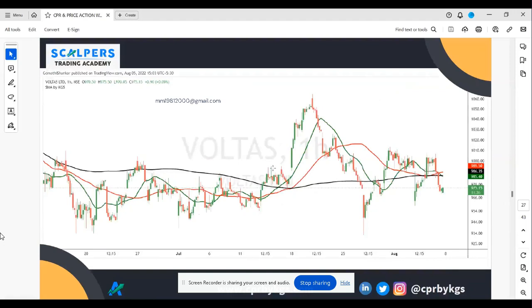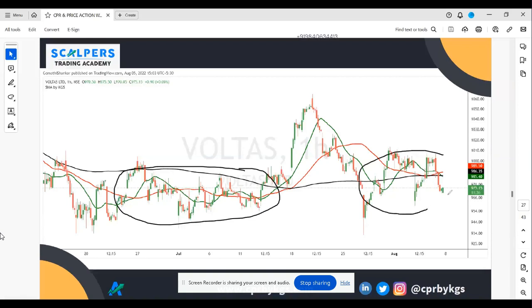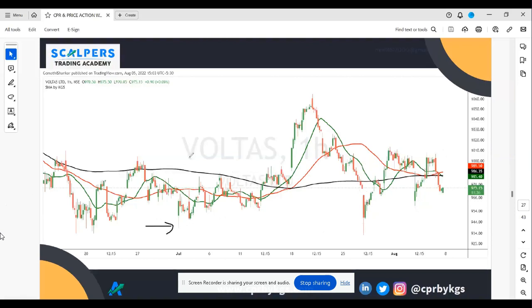Now, whenever the moving averages are flat and zigzag like this, will you take a trade? Look at the structure. 20 and 50 are not facing upside. 20 and 50 are not facing downside. So whenever you see a moving average like this, simply avoid. And look at the number of spikes. This is what I said: stop loss hunting, institutional trap. Unnecessary spikes.